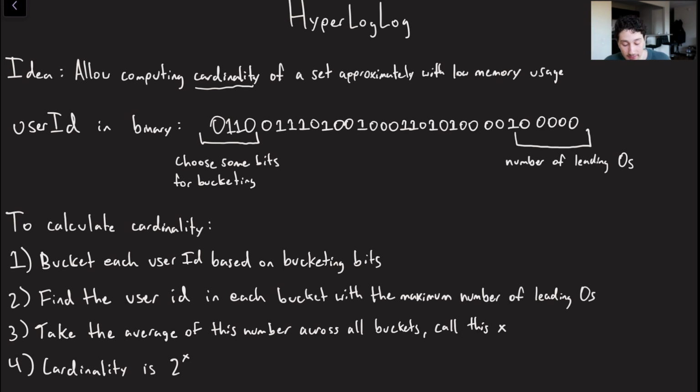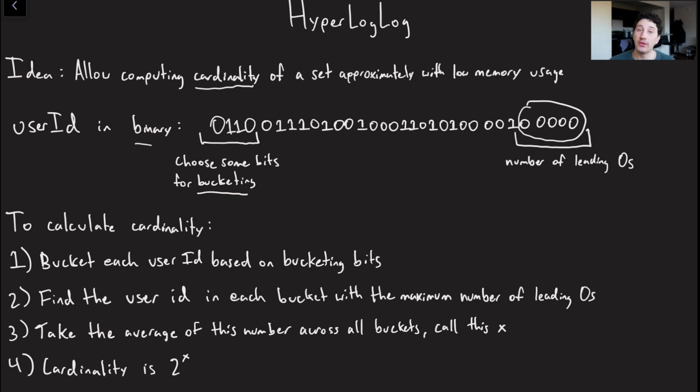Cool. So how does this actually work? Well, let's imagine I take a given user ID and I represent it in binary. So you can see I have 32 bits here. The first thing that we're going to do is assign the first few bits for something called bucketing, which means we're going to bucket all of these user IDs into different buckets based on what those first few bits are. And then the other thing we care about is the number of leading zeros at the end of the number. So in this case, we've got 5 at the end of our user ID.